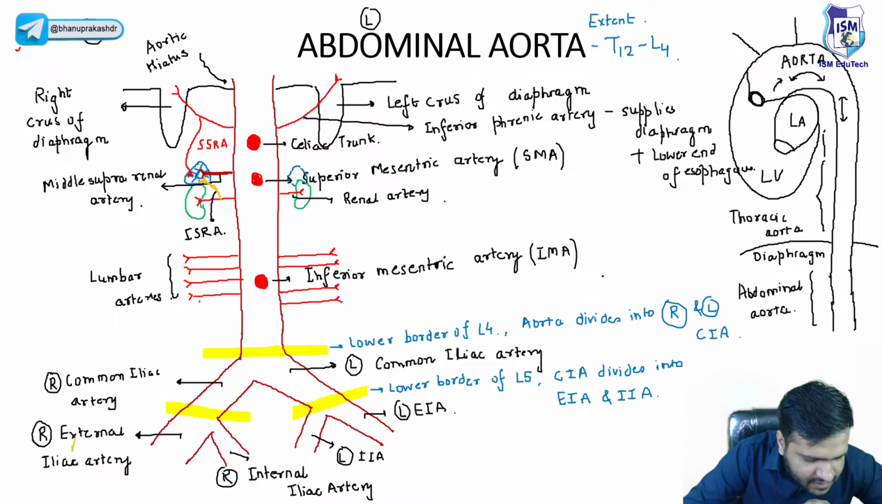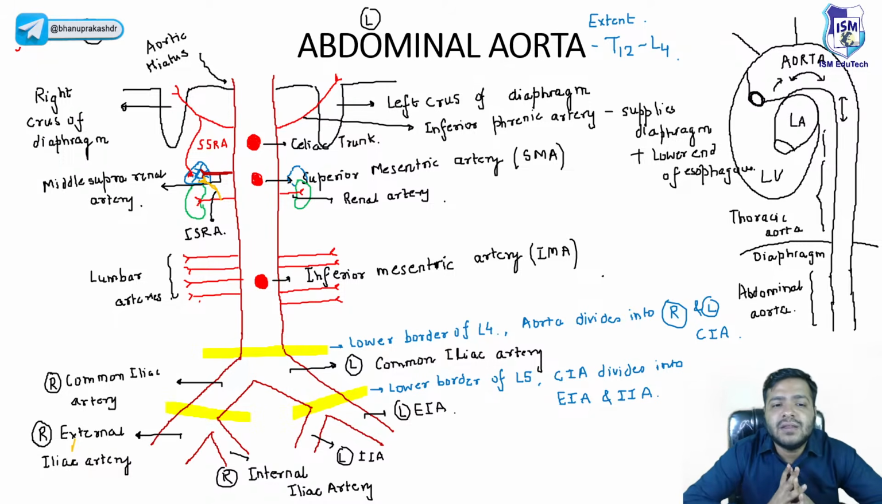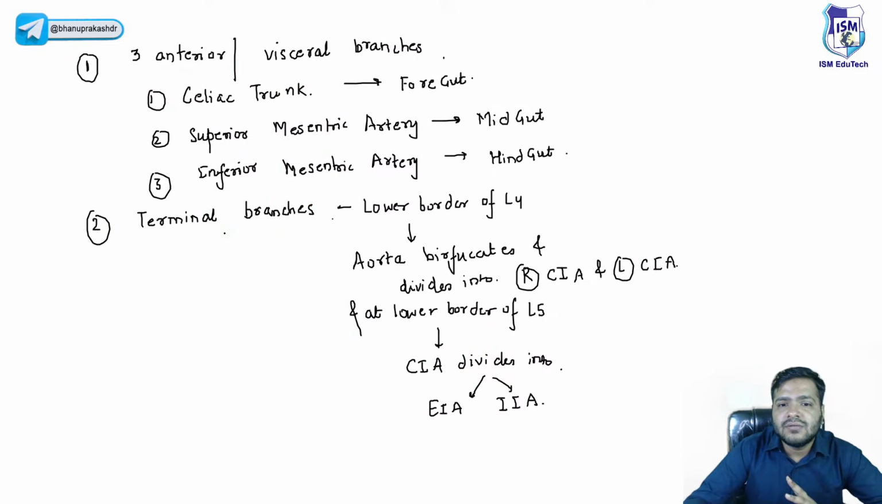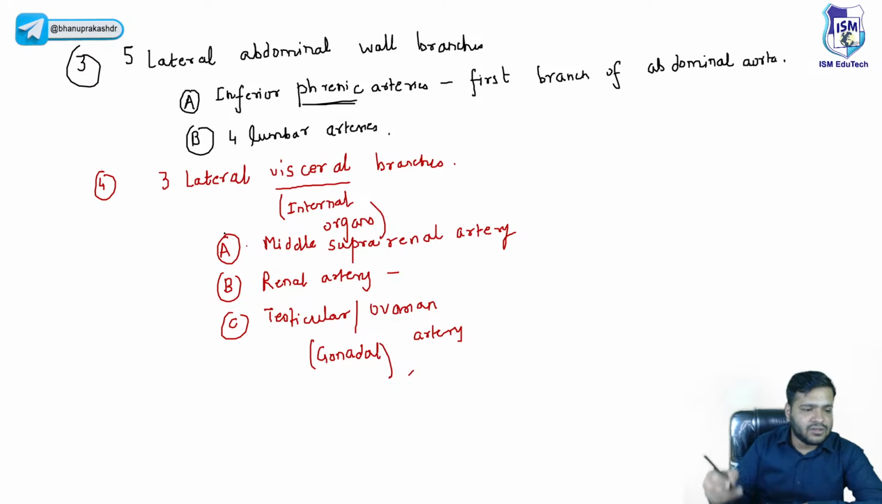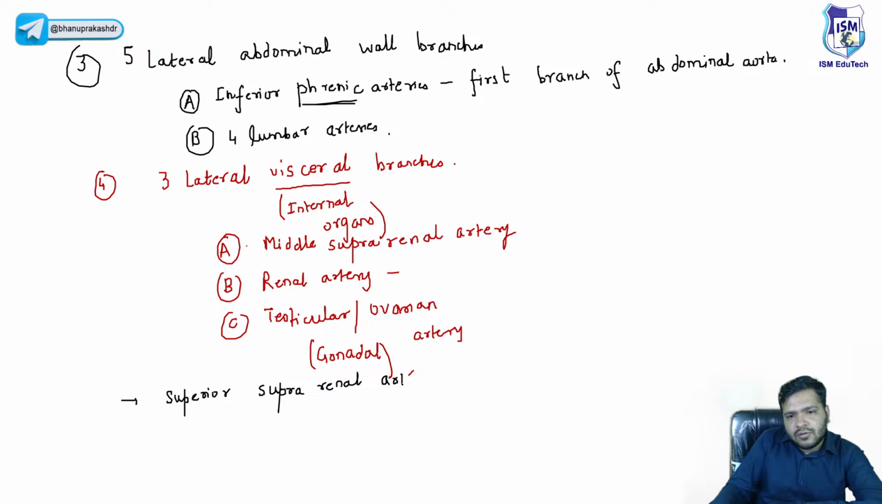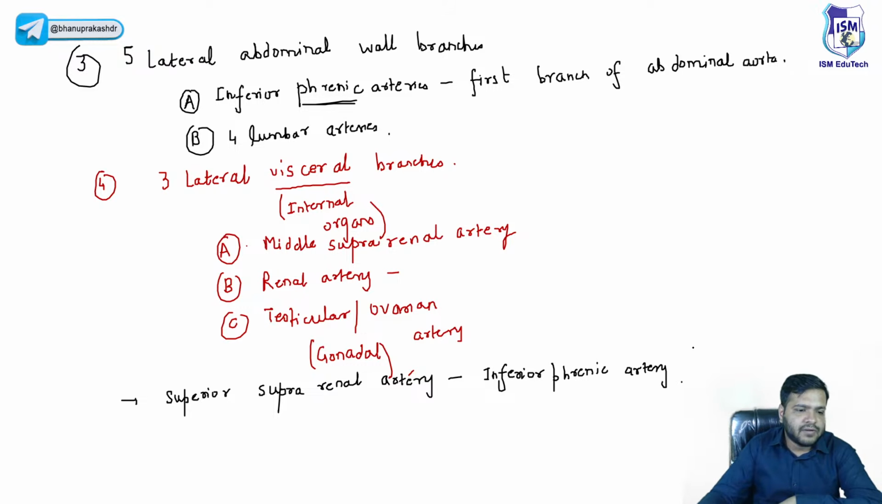So yes, I have just drawn it over here. The inferior suprarenal artery, it is coming from here. So if you just want to mention it over here, you can just mention it over here. So remember beta, the superior suprarenal artery, it is coming from the inferior phrenic artery, right?